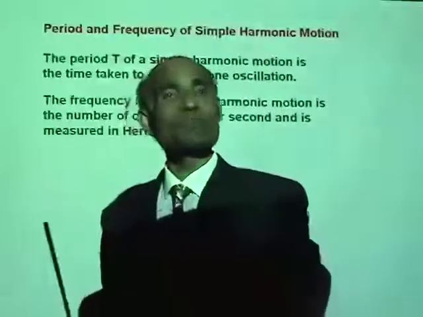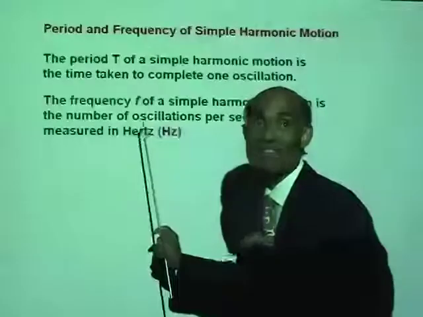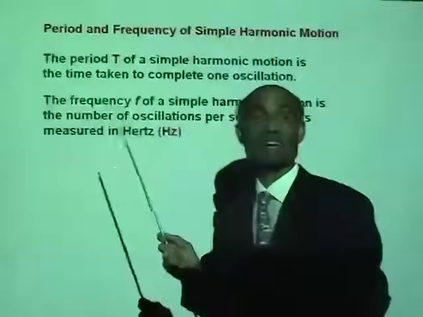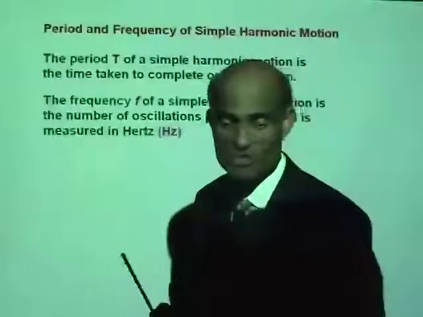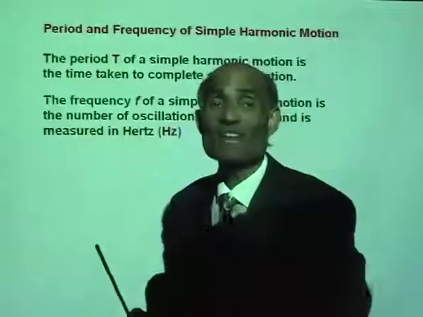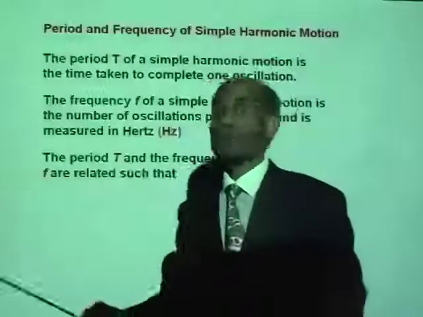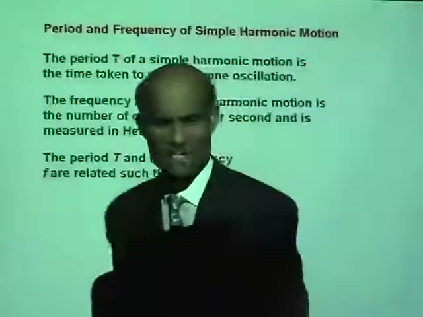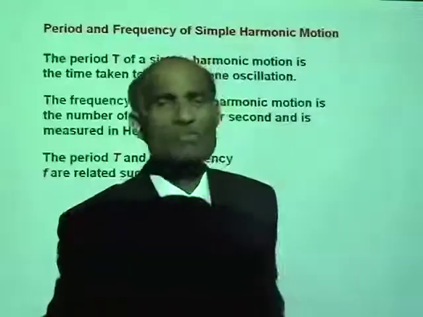3 oscillations per second. So frequency, represented by the lowercase f, is the number of oscillations per second, and it is measured in a unit called Hertz, Hz. What does Hertz stand for? It stands for per second, number per second. Alright. Period T and frequency f are related. Can you give me a relation between period and frequency?